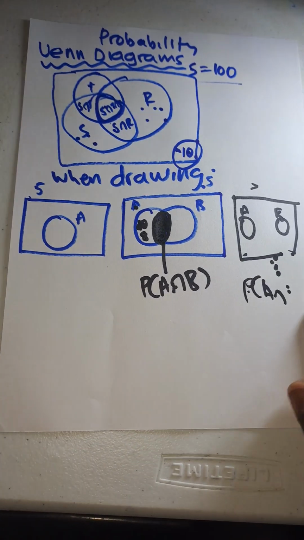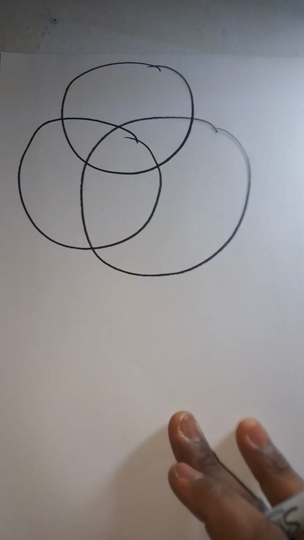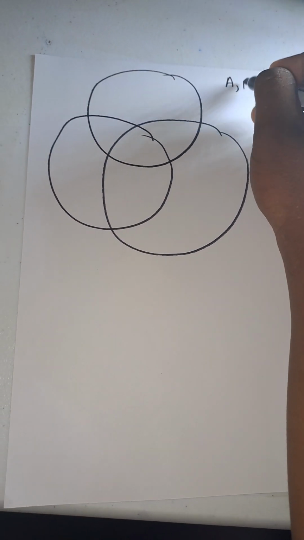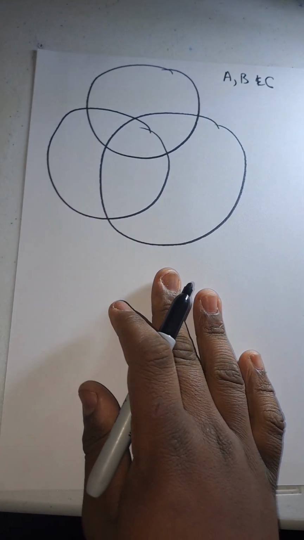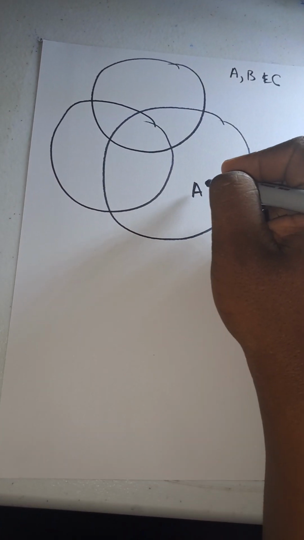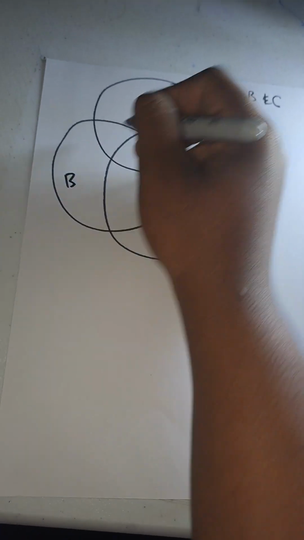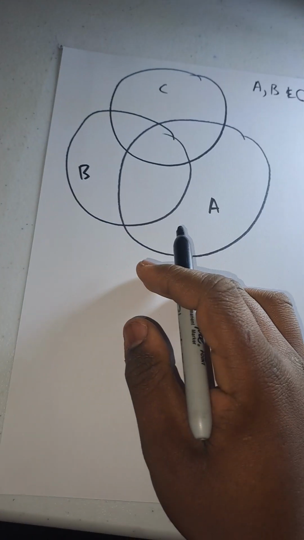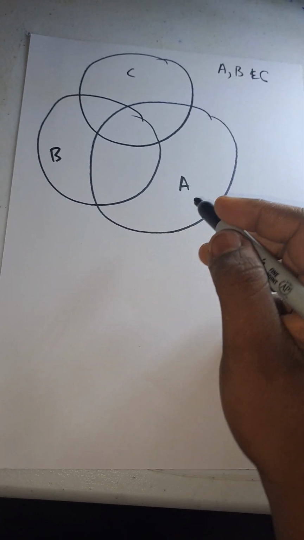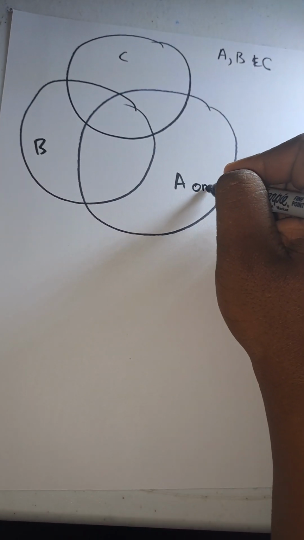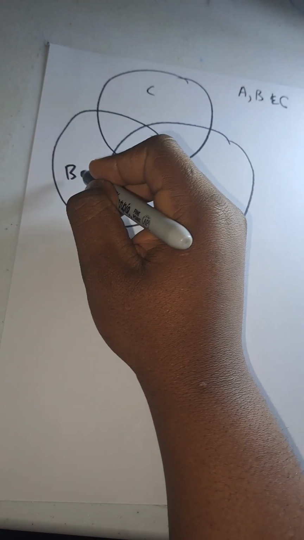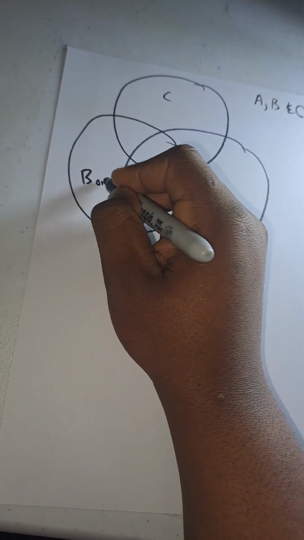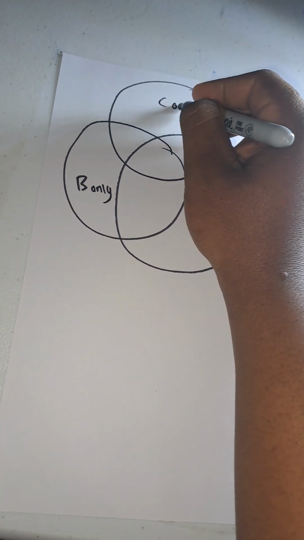So now let's go to the main thing for today. This diagram is the Venn diagram for events A, B, and C. So Lana, you'll have A here, B here, and C. But before I continue, I want you to know that this is A only. This is very important. A only. And then this is B only, and then this is C only.